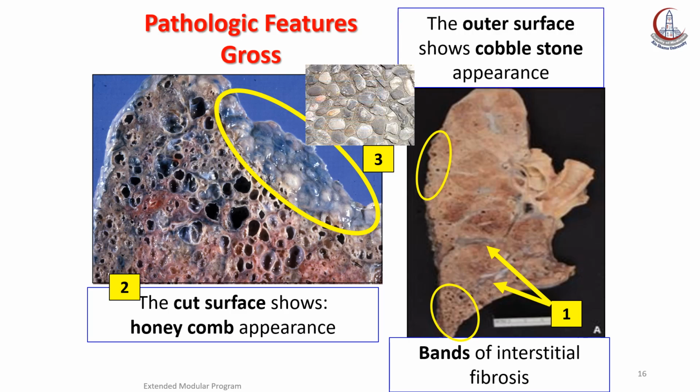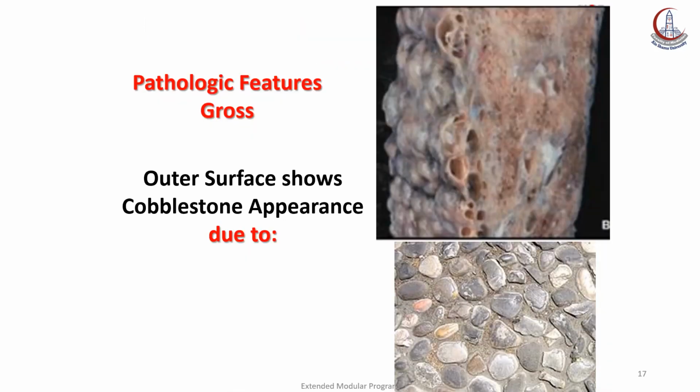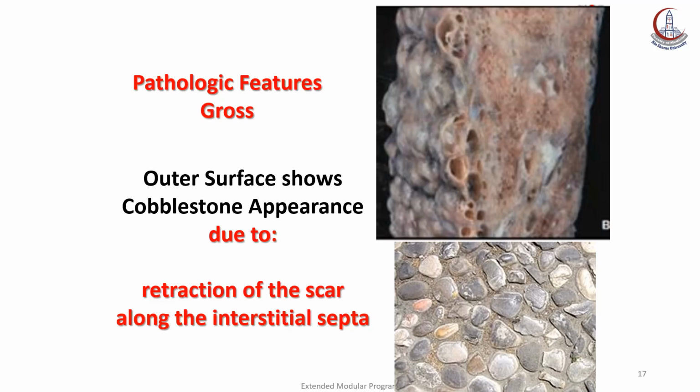We took cobblestone before. Previously we took cobblestone in the GIT, in Crohn's disease. So grossly, the outer surface shows a cobblestone appearance due to fibrosis and cavities, fibrosis and the cavities, the honeycomb in the cut section. There is retraction of the scars along the interstitial septa, and that retraction creates dipping areas and elevated areas.